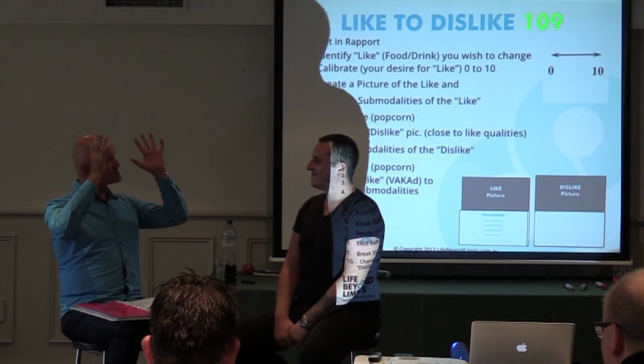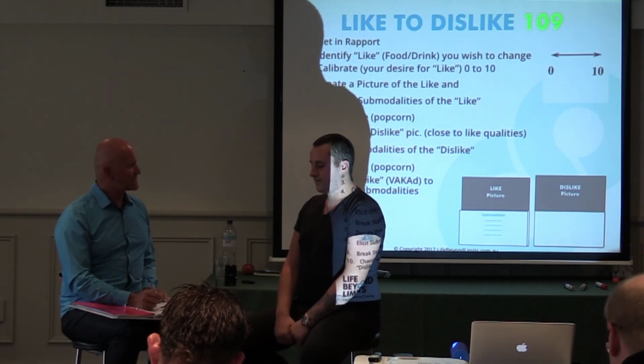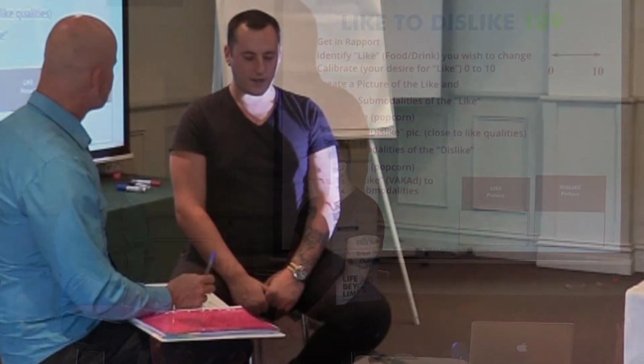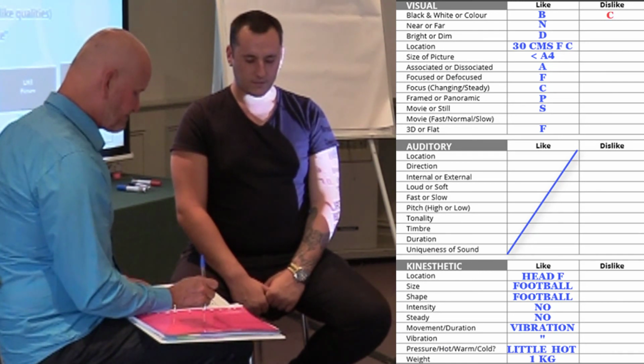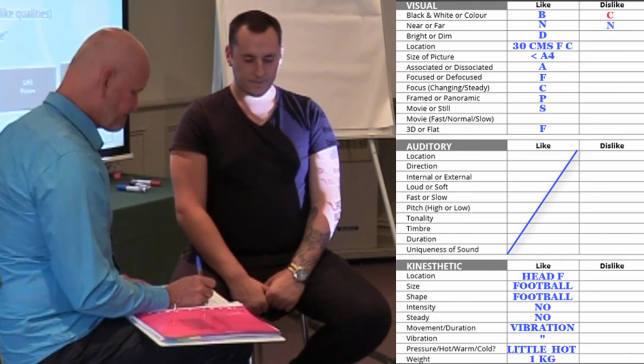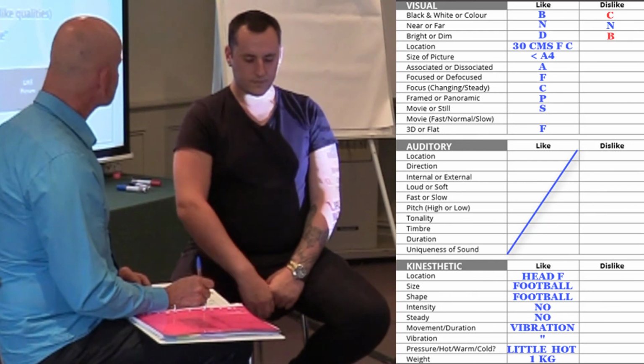What I want you to do is close your eyes now and get a picture of that liquid pizza. You got it? Is it black and white or colour? Colour. Is it near or far? Near. Is it bright or dim? Bright. And the location of the picture, show me with your hands.